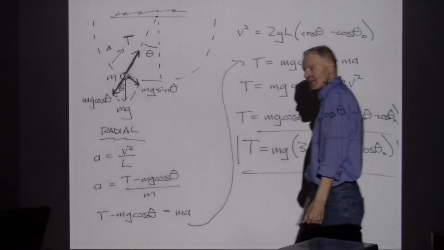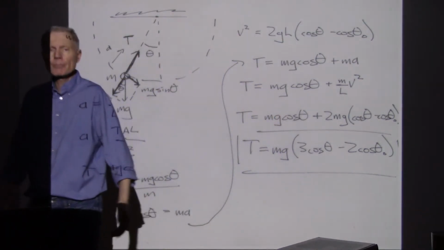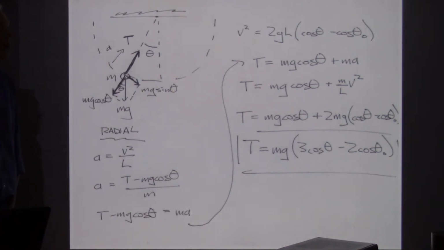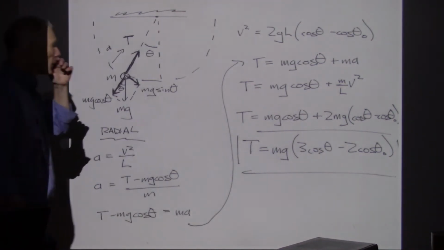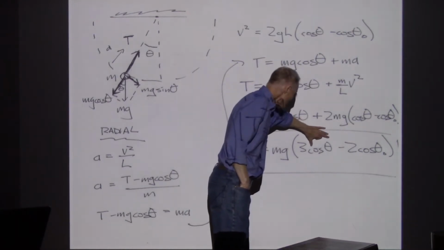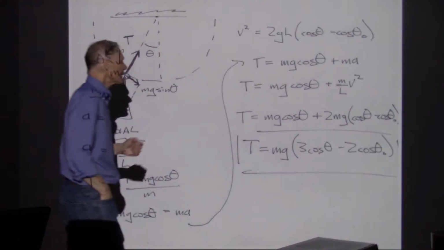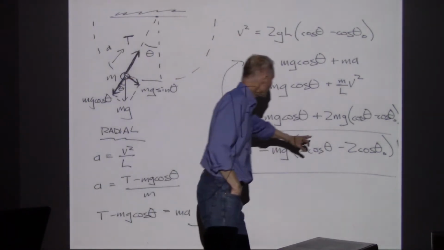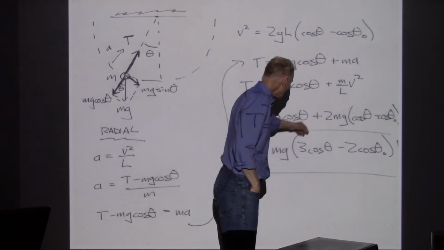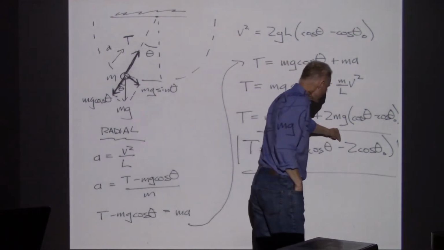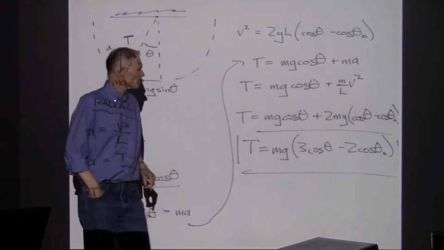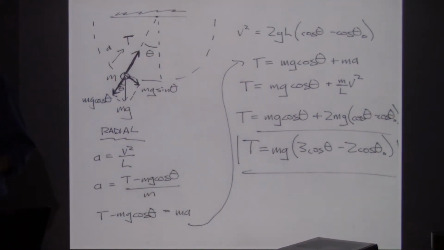Now, again, we could ask, okay, where is the tension going to be the greatest? And the tension is going to be the greatest where cosine theta peaks. And cosine theta will have its largest value when theta is equal to 0 degrees. So at theta equals 0 degrees, that's going to become 3 minus 2 cosine theta naught times mg. That's going to determine what the tension will be. And again, it's going to be the largest value there.